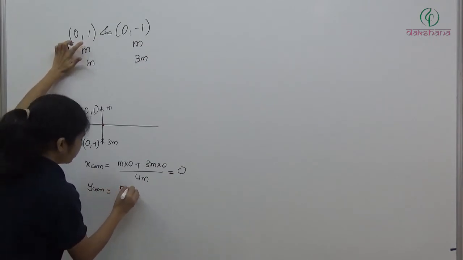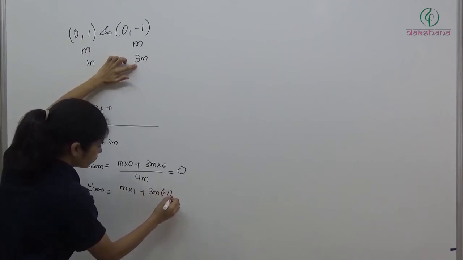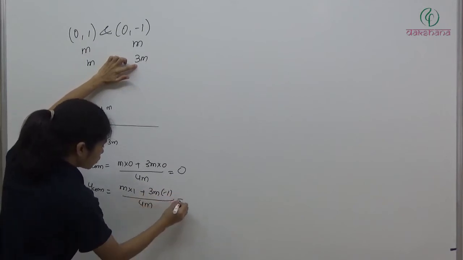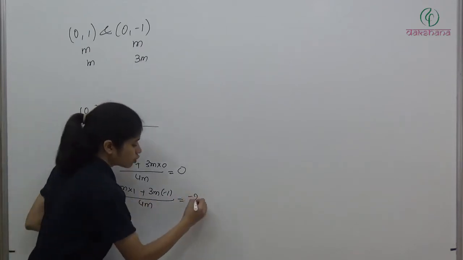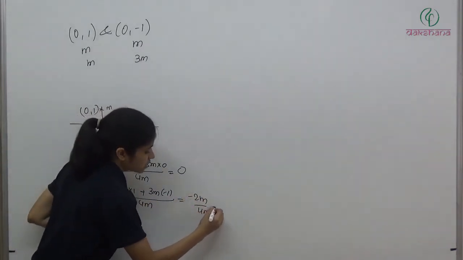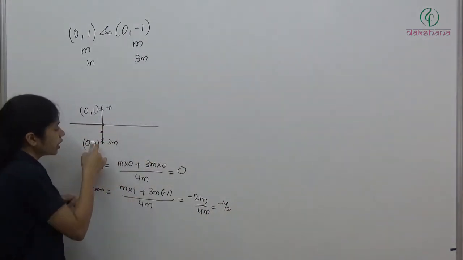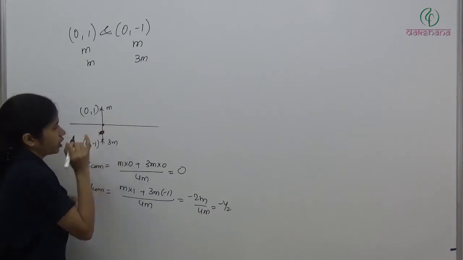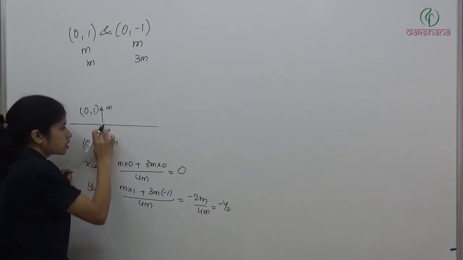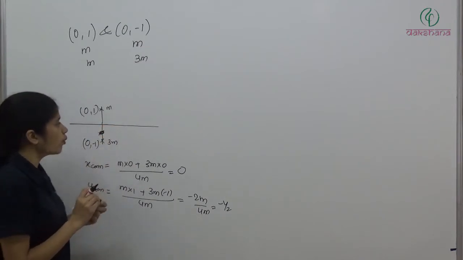m1y1 plus m2y2 divided by total mass. So what we got? Minus 3m plus m, so minus 2m divided by 4m, it is minus half. So it is lying somewhere here. If this is -1, this is -half. The center of mass is lying at this particular point. Now the center of mass is not lying at the origin. Clear? So it has shifted towards the more mass density.